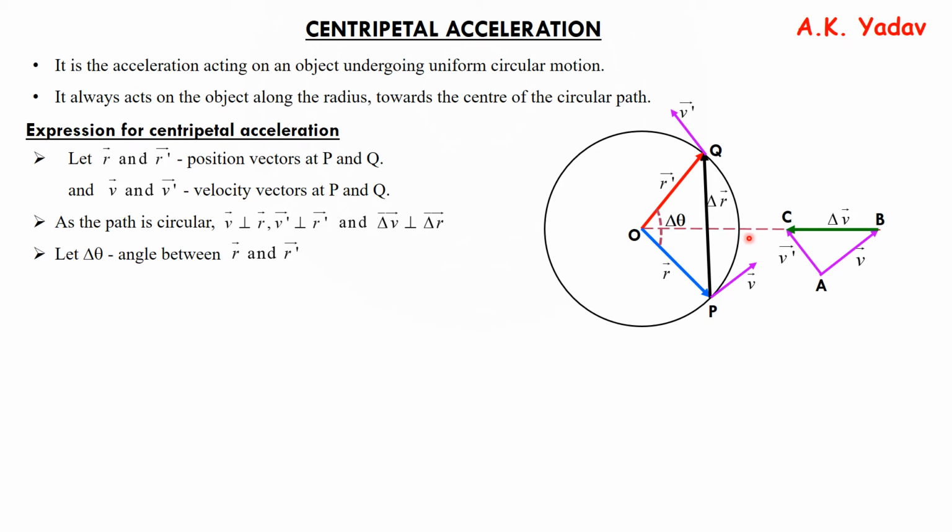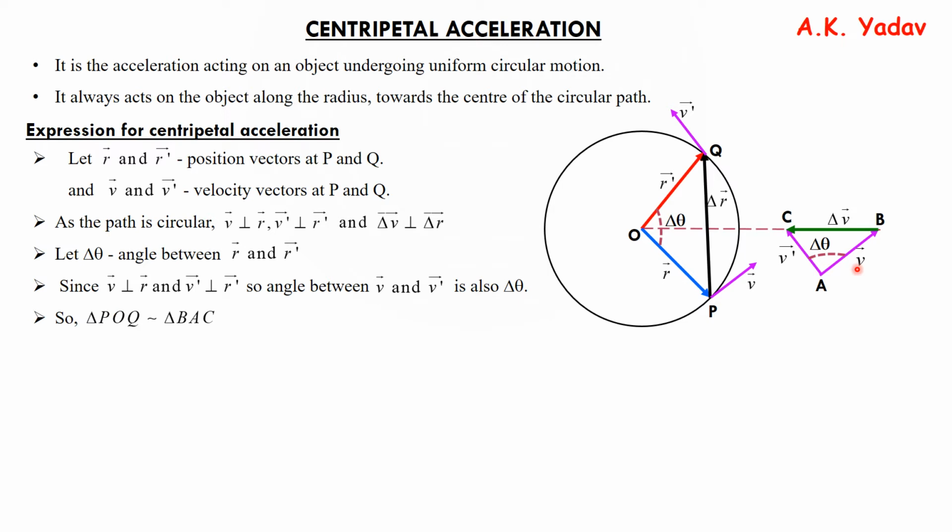Let delta theta be the angle between R and R dash. As V is perpendicular to R, V dash is perpendicular to R dash. That means the angle between V and V dash is also delta theta. So the triangles POQ, that is this triangle, and triangle BAC are similar. That means PQ by PO is equal to BC by BA. We put the values, and from this we get delta V is equal to V delta R upon R.